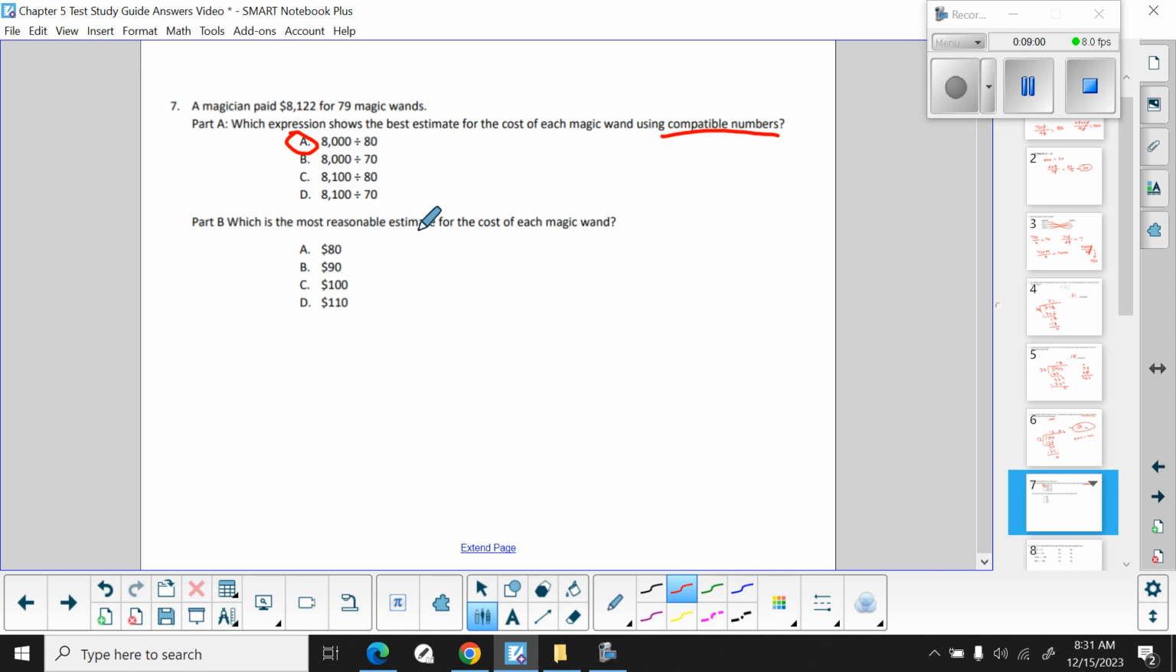Now, which is the most reasonable estimate for the cost of each magic wand? Well, we're going to use the part 1 for us here. So 8,000 divided by 80, that would be the same as 800 divided by 8, which is 100, so the best estimate here is 100.